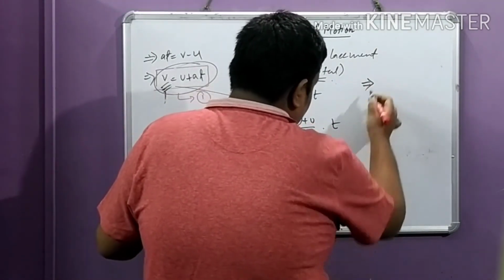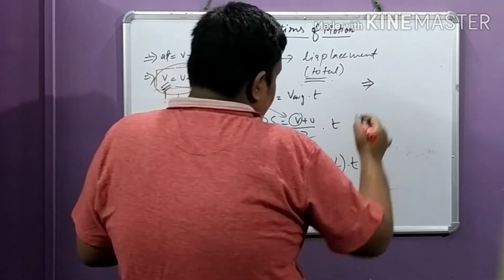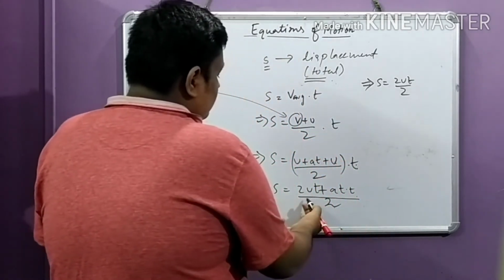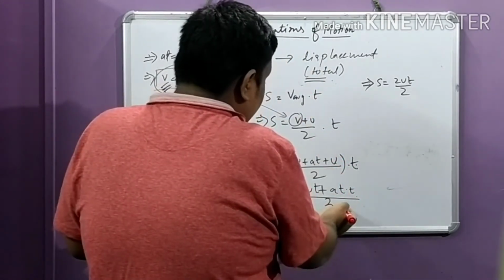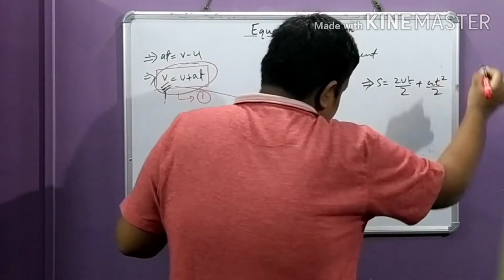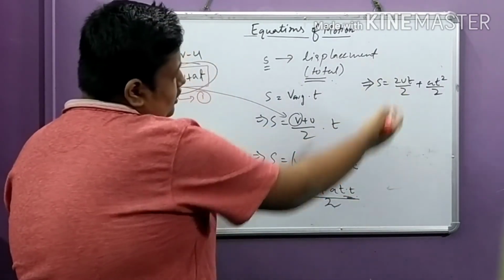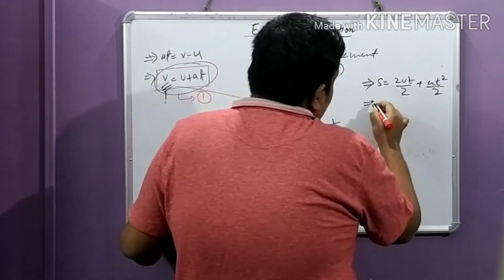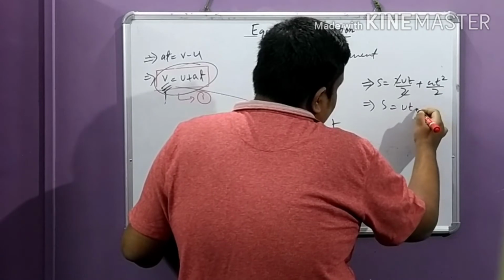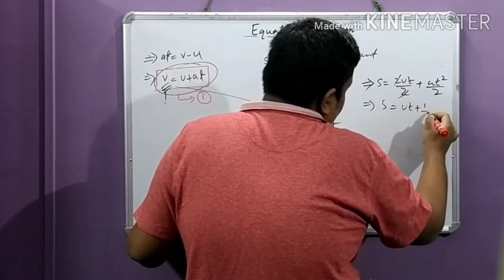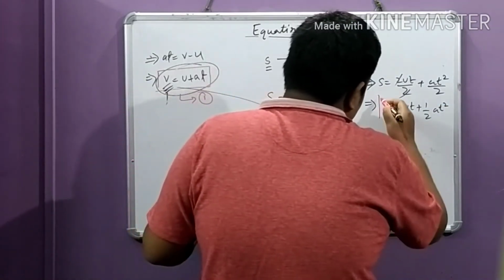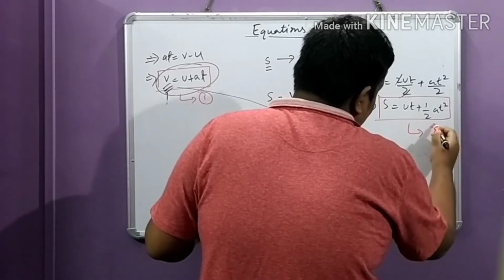Then what you will get? From here I am writing it here. S equal to 2UT by 2, distributing 2 to both the terms, and AT square by 2. T into T will be T square. So here it will be S equal to, 2 will get cancelled, UT plus half AT square. So you have got the second equation of motion. This is the second equation.